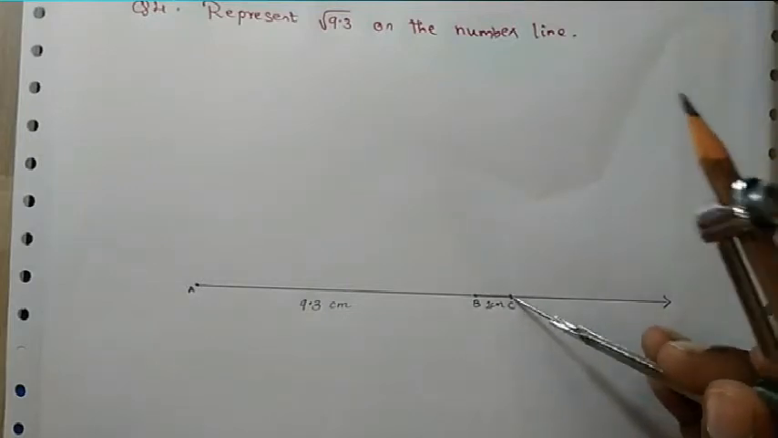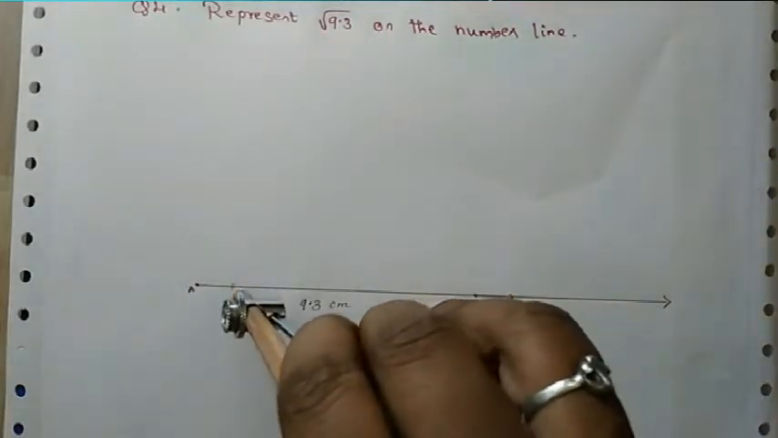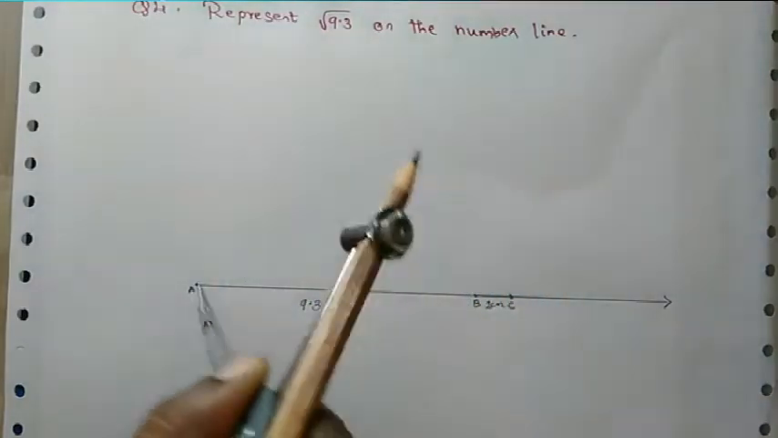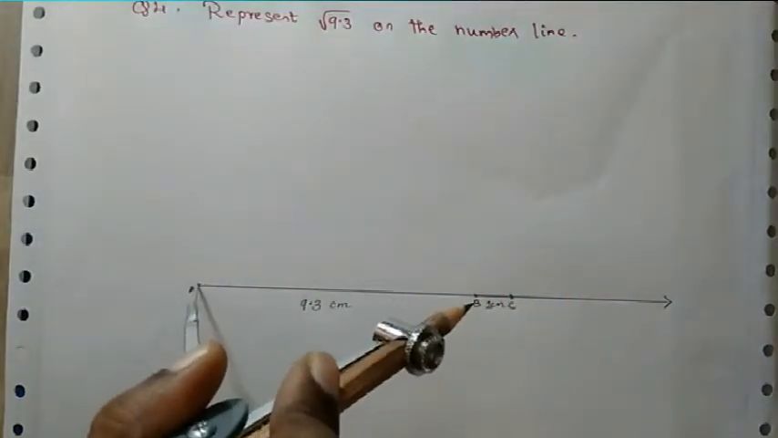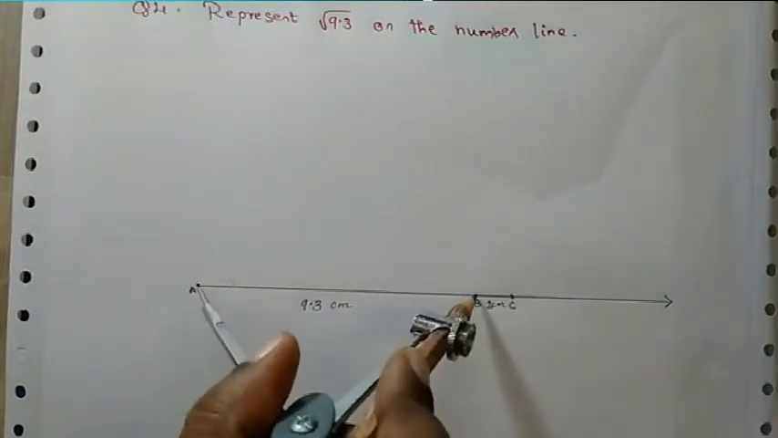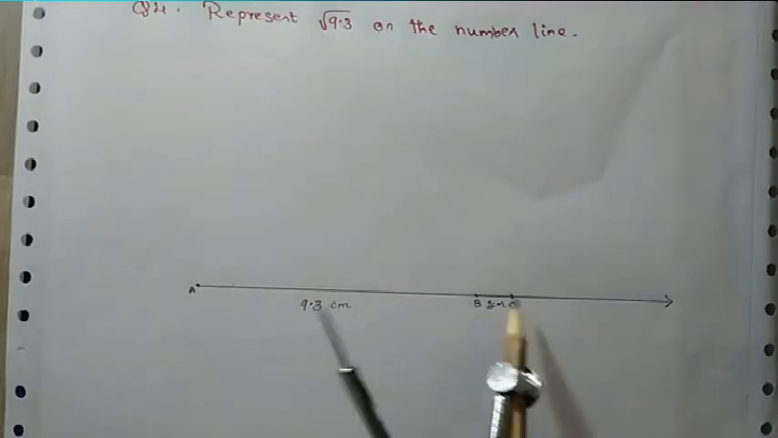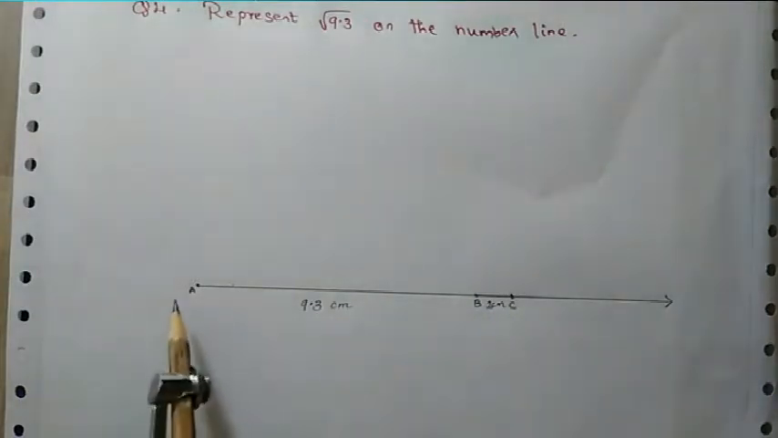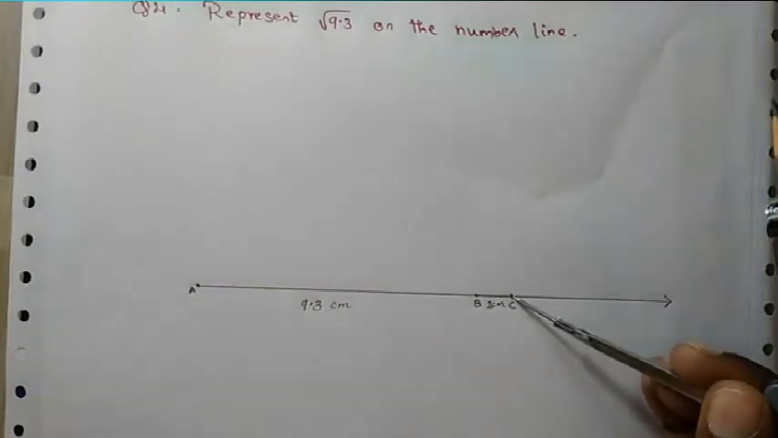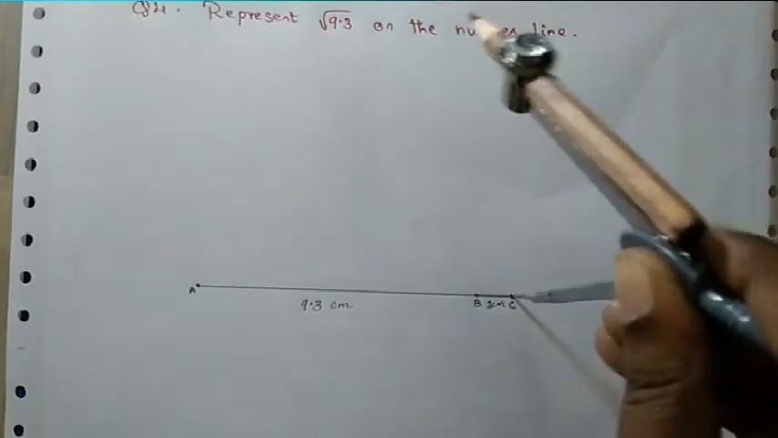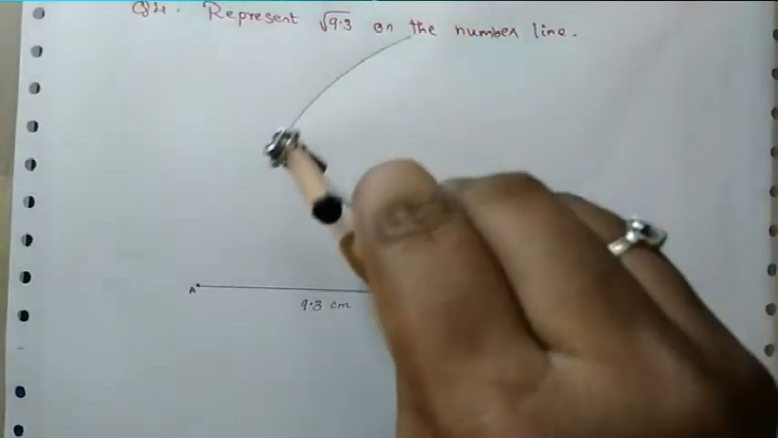So either you take it from C, so this is more than half, or you take it from this side. This is also for AC. In AC, more than half of AC. Please remember, more than half of AC, not AB. So for AC, you have to take more than half. That's why I'm taking from C here, more than half, and then draw the arc on both the sides.